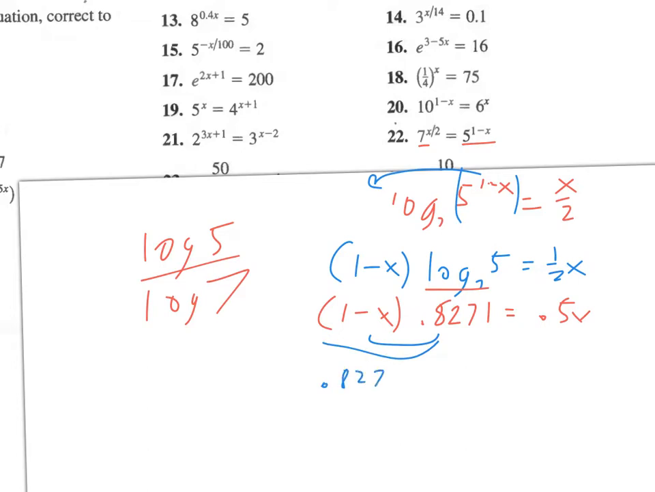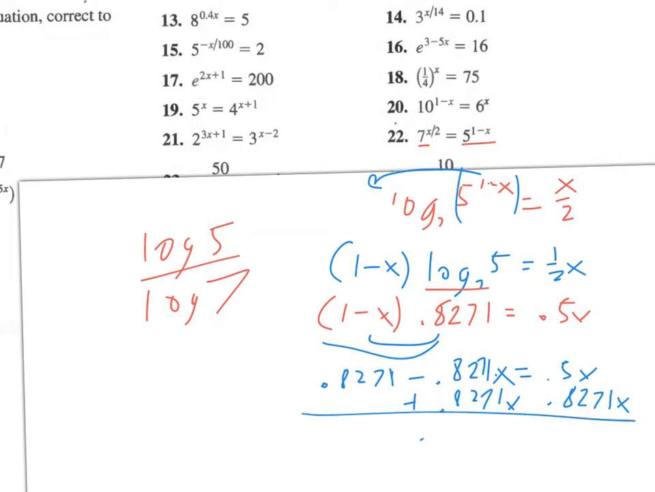So that'll just make 0.8271 minus 0.8271x equals 0.5x. I forgot the 7 there. Okay, so then I would get my variables on the same side. So I'm going to add 0.8271x to both sides. So now you can see why I changed that to the 0.5.